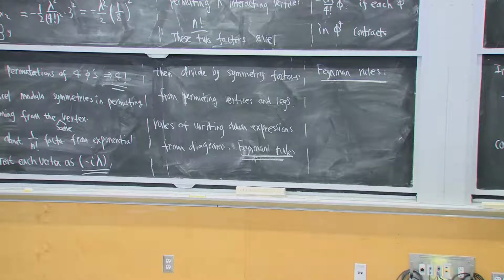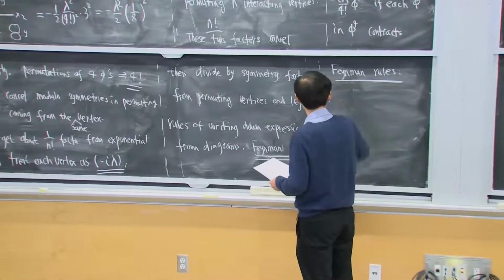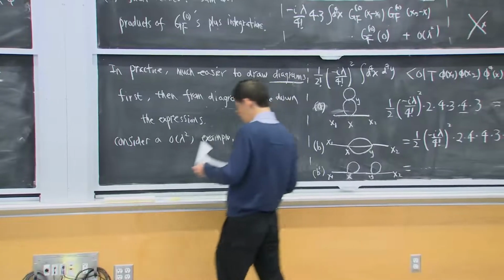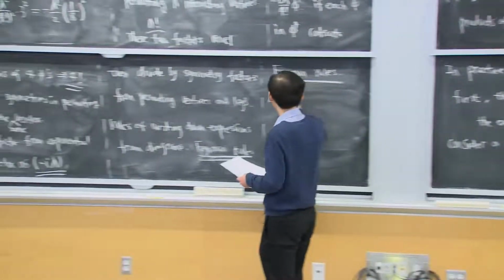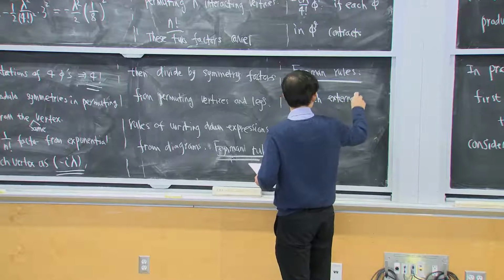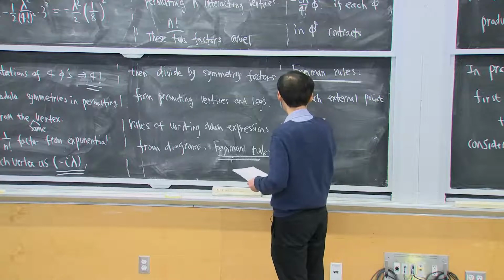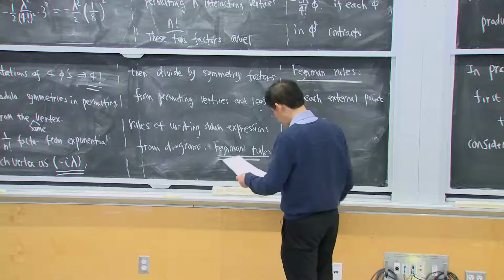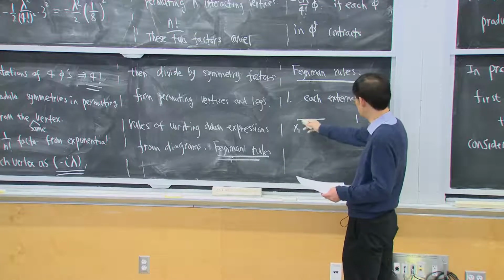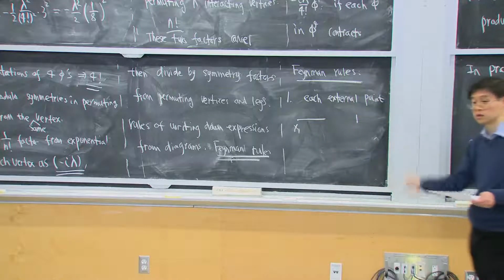For each external point, you associate a line. So here, say for example x1, you just associate a factor of 1. But there's always a line coming out of the external point, because you have to contract with that one.